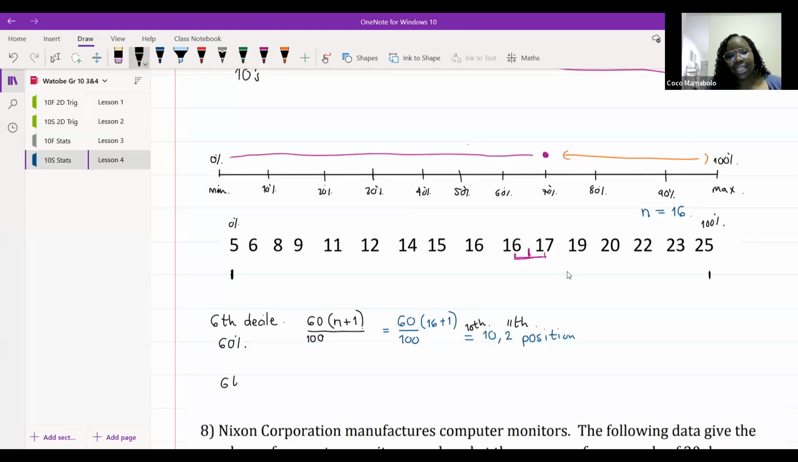So our sixth decile, or our 60th percentile, is equal to 16.5. So if you got 16.5 out of 25 for your class test, you did better than 60% of the class. You did better than 60% of your class at the test. Okay. Now, can I give you an example to try on your own? Yes or no?